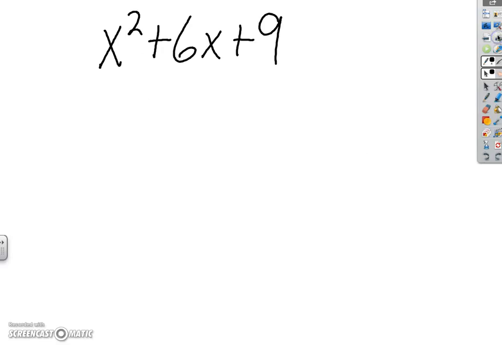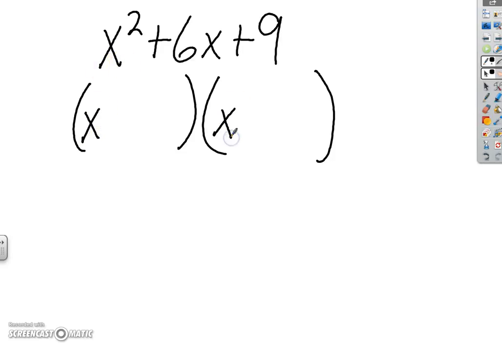So, let's look at this first one. This is where we've been in the past: x squared plus 6x plus 9. We know that we can factor a quadratic trinomial into two binomials. Because we have an x squared at the beginning, up to this point it would be an x and an x. Has to be. So we set up our x here.